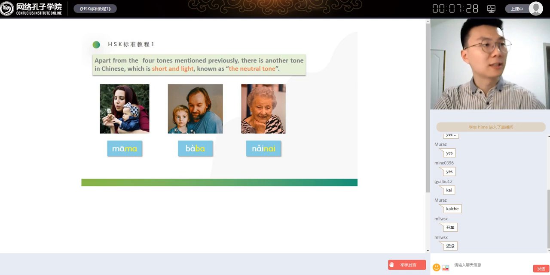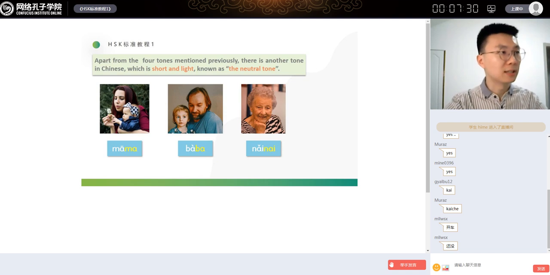And here are 3 words. There is a neutral tone in these words, like mama, 爸爸, 奶奶, right? 奶奶 means grandmother, right? So how to say grandfather? Yes, 爷爷. See, 爷爷, the second pinyin is also a neutral tone.